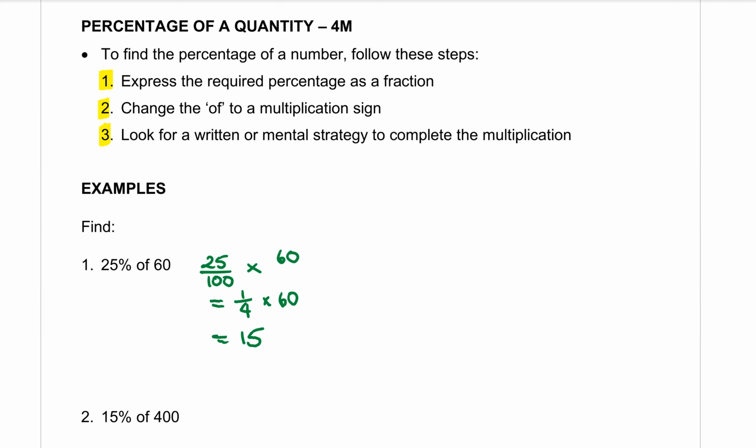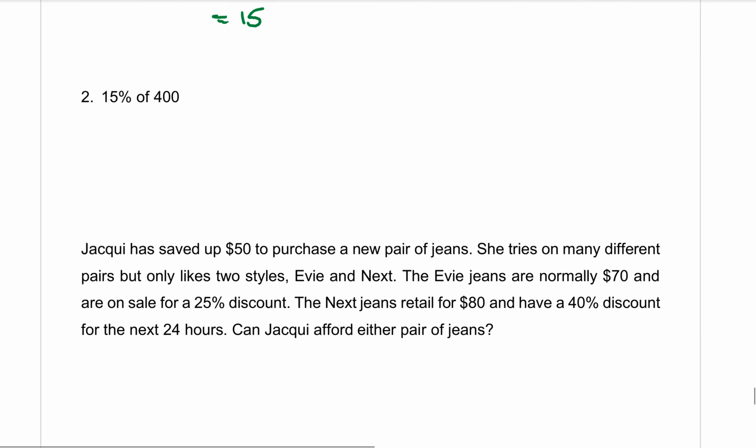Okay, let's try again for question 2. I want to find 15% of 400. So we go 15% means 15 over 100. "Of" means times by the 400. Now, what I could do here, one of the fraction rules says, if I have a whole number here, I can put it over 1. And I can cancel things anywhere on the top with things on the bottom.